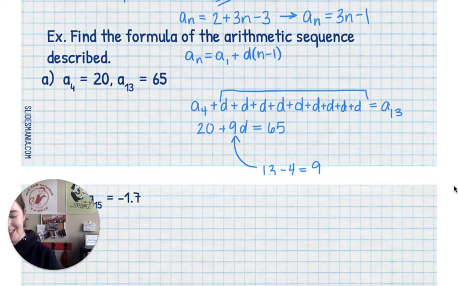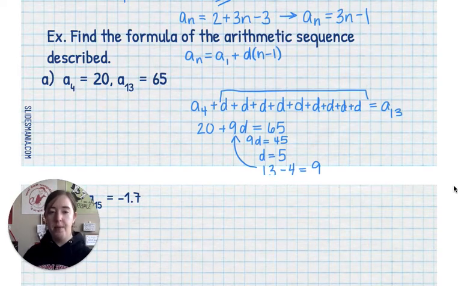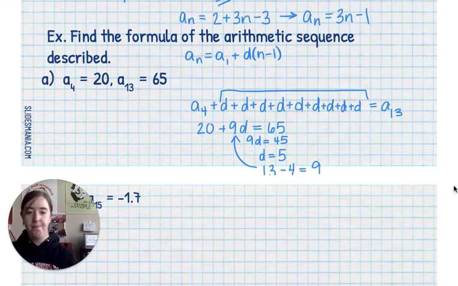So we'll subtract 20 on both sides and get 9D equals 45. So that means that D is equal to 5. So now we have our common difference of 5. Woohoo! But remember, we also need to have our first term.